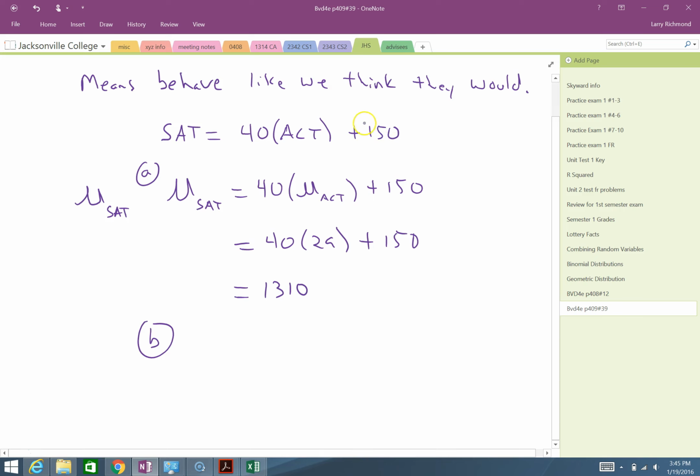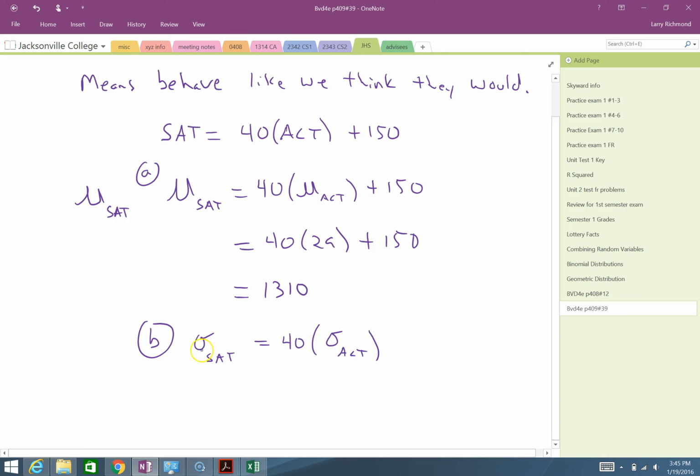We know when we add, it's not going to affect the spread. It just changes where the set is. But when we multiply, it is. So our new standard deviation is just going to be changed by this multiplier. So the standard deviation of our SAT score is going to simply be equal to 40 times our old standard deviation, the standard deviation of the ACT.